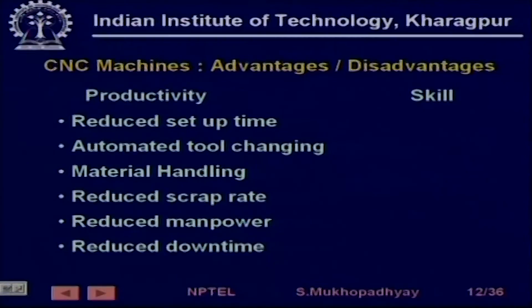Scrap rate is reduced because it is assumed that the part programs are written carefully using scientific optimization methods. So, from a given piece of material, because you have a much more precise operation, you can have optimal material utilization. Therefore, scrap rate will be reduced.